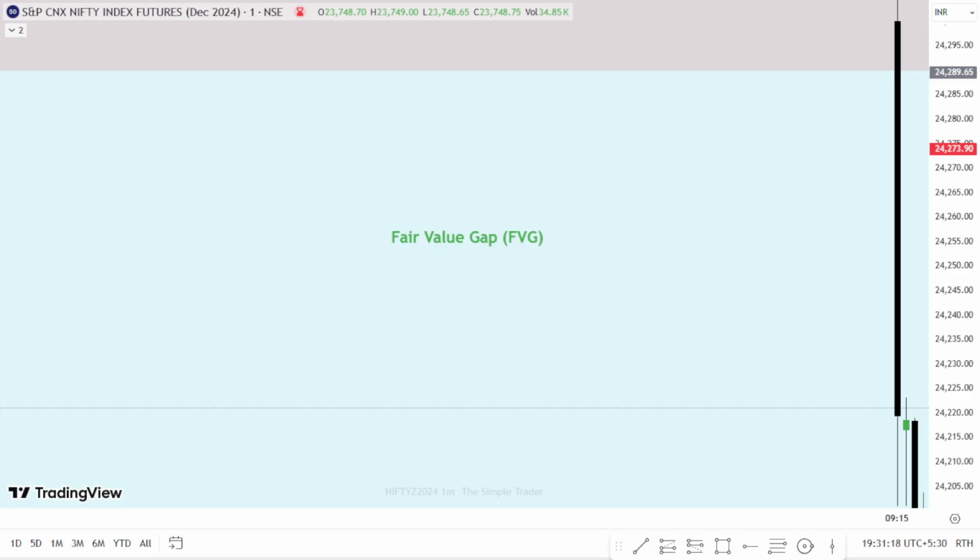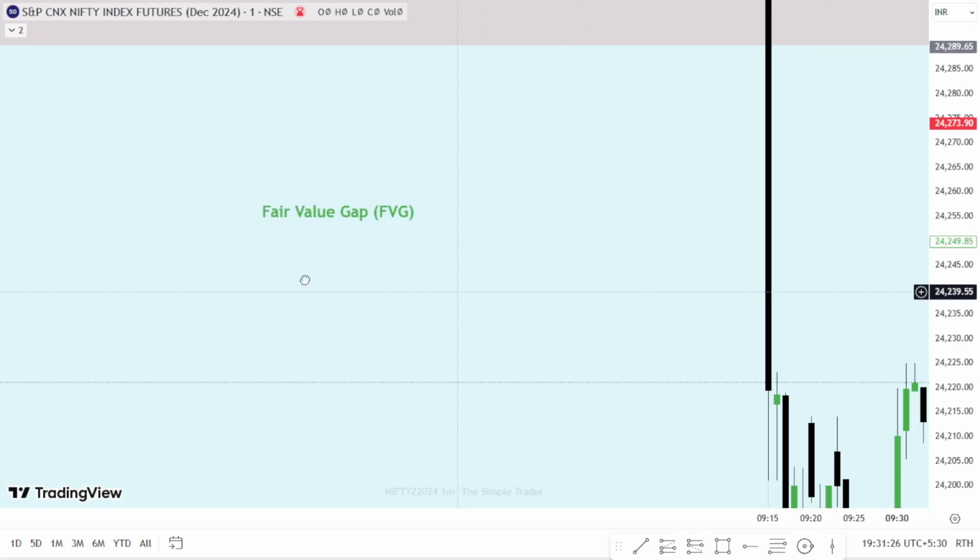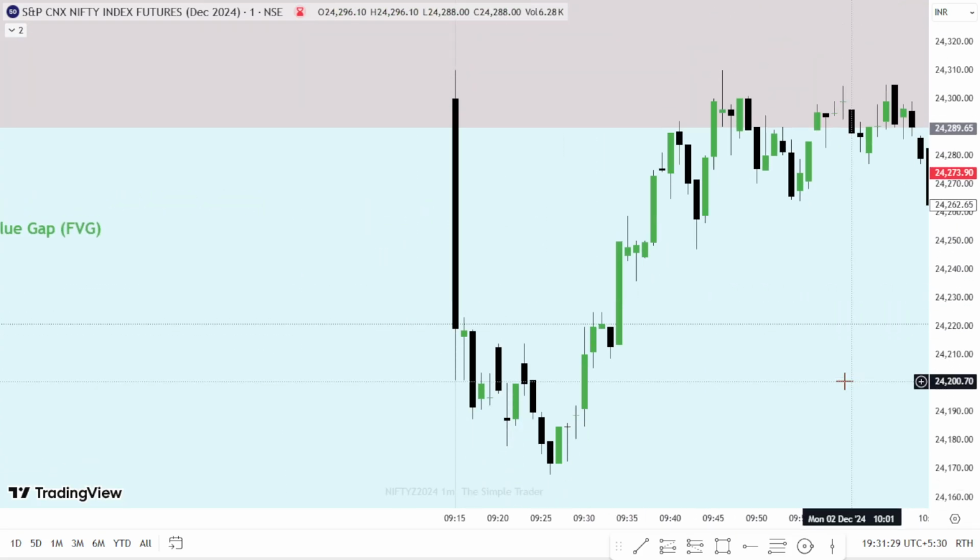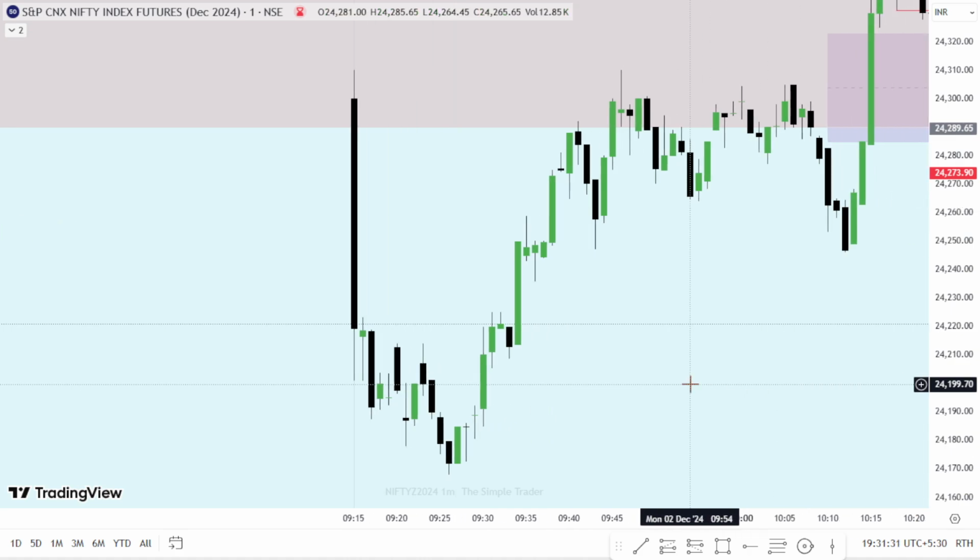So today's topic would be on fair value gap, FVG. So exactly what is fair value gap? In price action, we often see a strong up candle or a strong down candle.